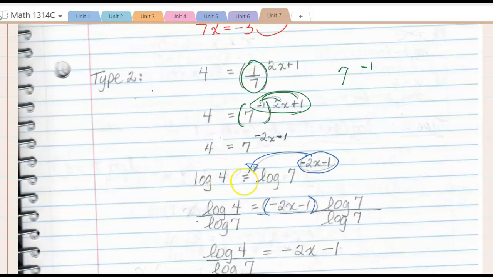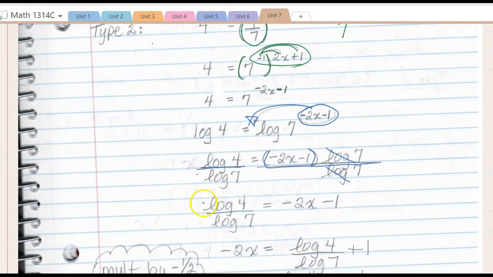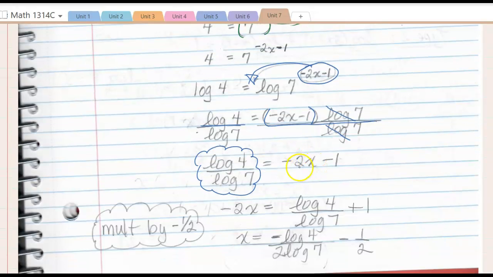Once I've done that, I'm going to divide both sides by log of 7, since I want to isolate my x variable. Again, I have log of 4 divided by log of 7. We're going to leave it in that format as we are looking for exact values. On the right side, I have negative 2x minus 1, so we're going to add 1 to both sides. And now we have negative 2x is the same thing as log of 4 divided by log of 7 plus 1.